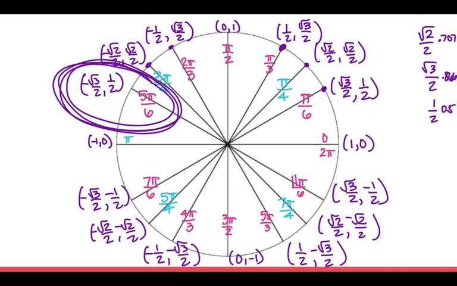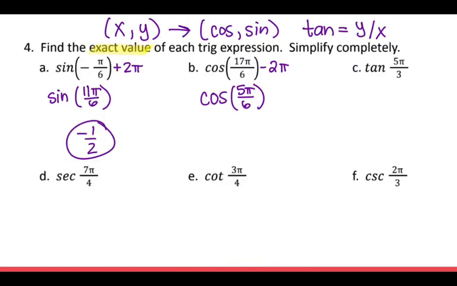And this question was asking for cosine. Cosine is my x coordinate. So my x coordinate is negative root 3 over 2. So my answer for this one is negative root 3 over 2.